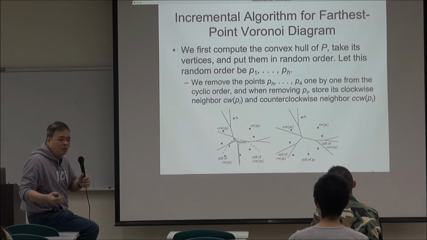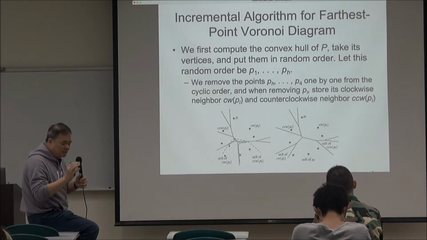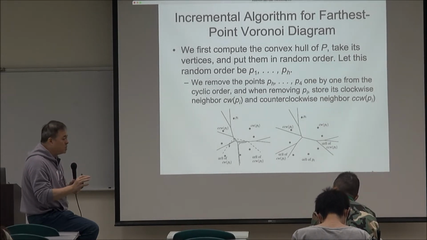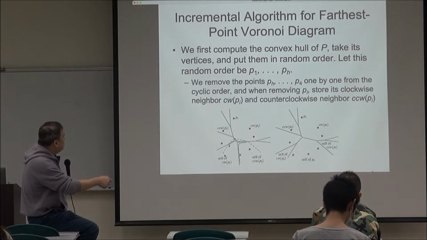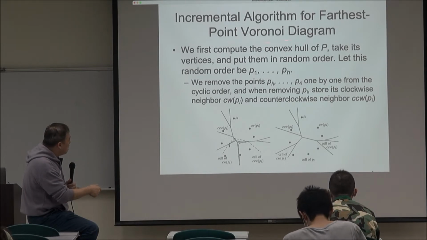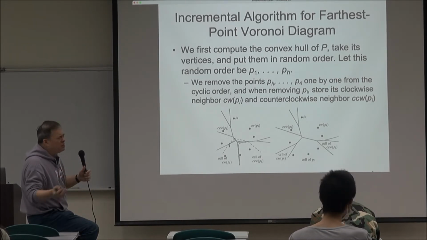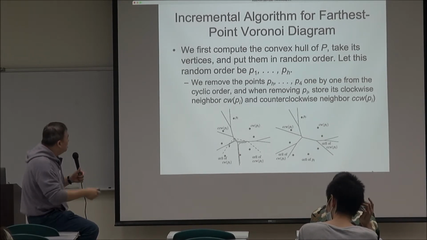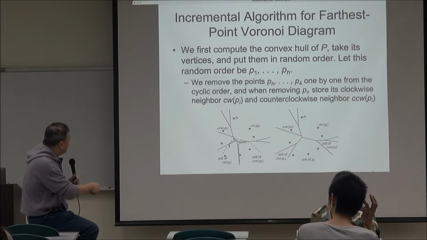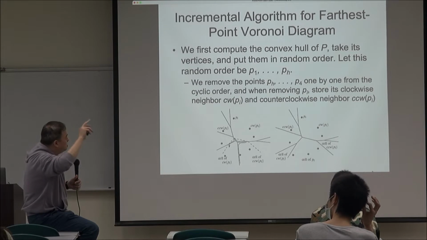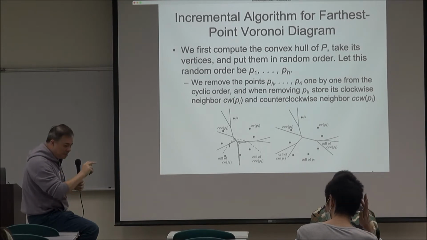Okay, as I said, only the vertices in the convex hull of P will have a cell anyway, as we have proved earlier. So we are going to take the vertices of the convex hull, and then we are going to sort them. Well, not exactly sort them, just put them in random order. We randomly give them an order. So let's call this random order P1, P2, P3 up to PH. So these are the vertices in the convex hull of P.